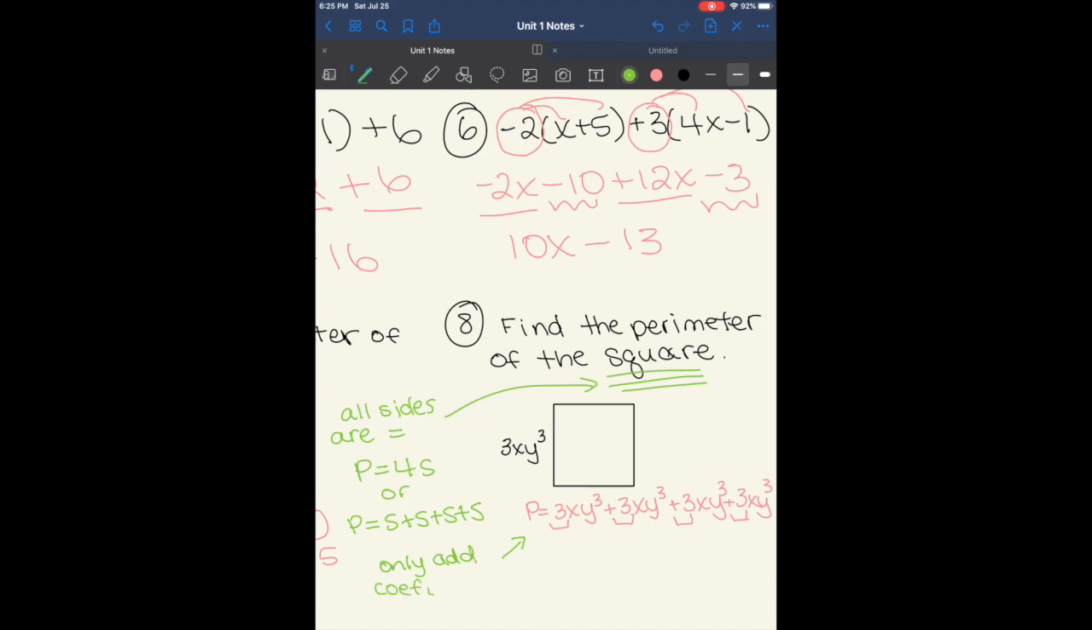Make sure you write down to only add the coefficients. Lots of people add the exponents by mistake, and that's a mistake that happens all year. So if you guys can nip it in the bud now, then you won't make that mistake anymore. So our answer is the perimeter equals 12xy cubed.